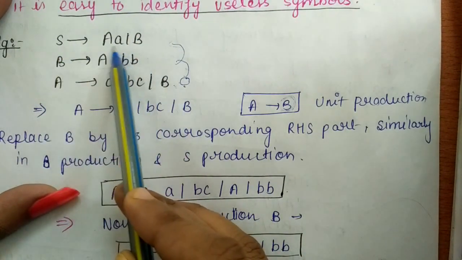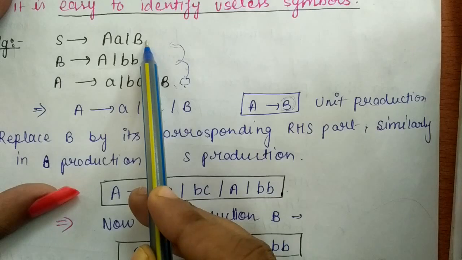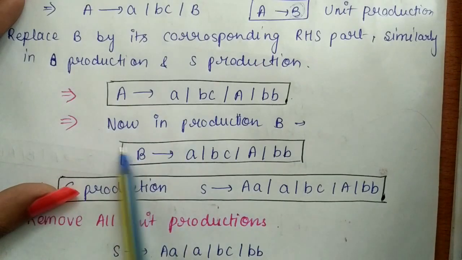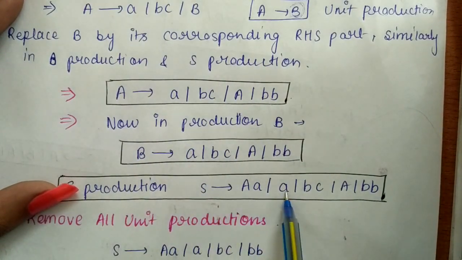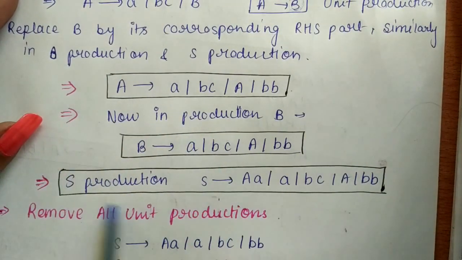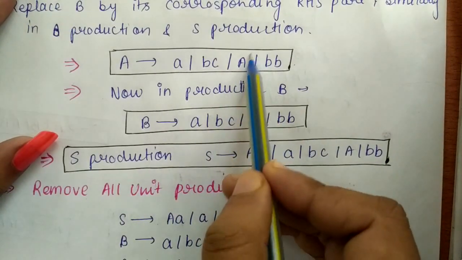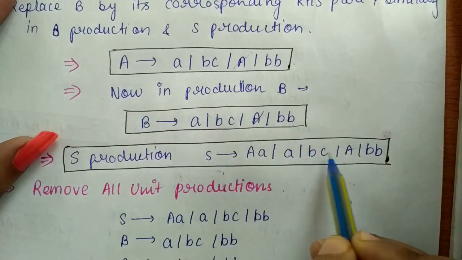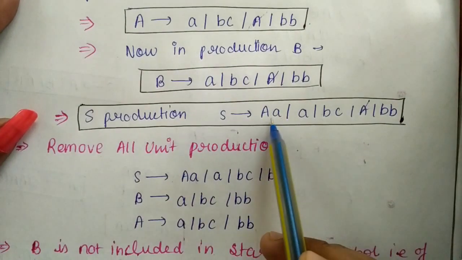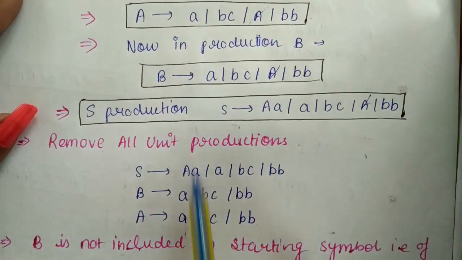Okay, now in this, A is okay, it is not a unit production, but B is a unit production. S tends to B. So now we will replace this B by this whole value. Okay, so we replace this B by A, BC, A and BB. Now after replacing, wherever we see a unit production, we will discard it. Okay, means this A is discarded, this A is discarded, this A is discarded. So we remove all the unit productions. So S will be A, BC and BB, and B will be A, BC and BB.